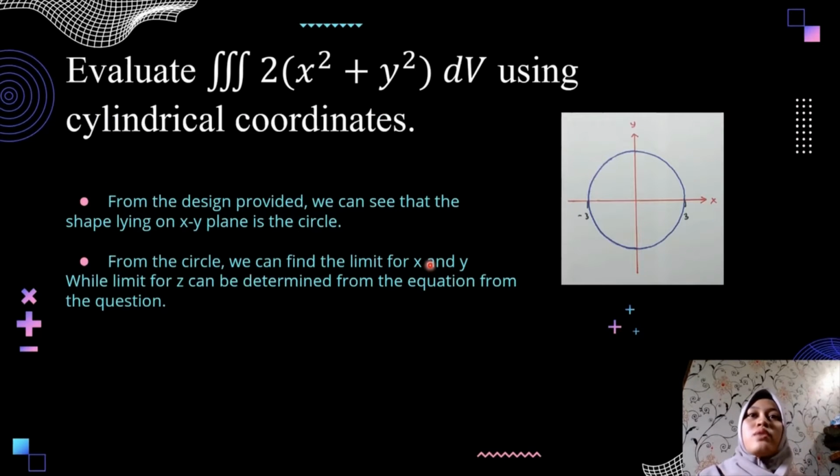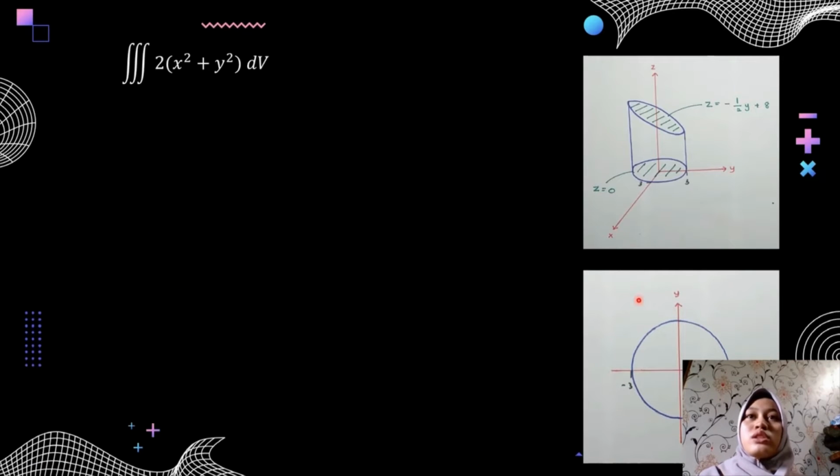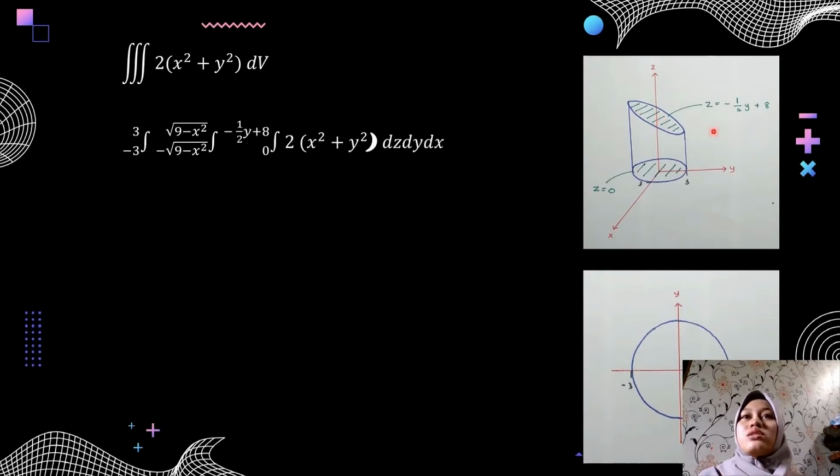From the graph previously, as we see from the z-plane, the shape formed at the xy plane is a complete circle with a radius of 3. From these two graphs, we can determine the limits for x, y, and z. So we can solve the triple integral of 2x squared plus y squared dV. As we see the surface from the z-plane, we set dz as the innermost limit, followed by y and x.